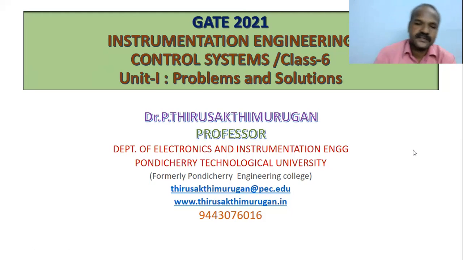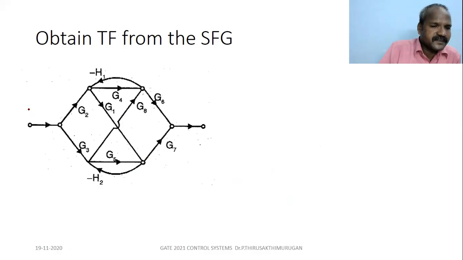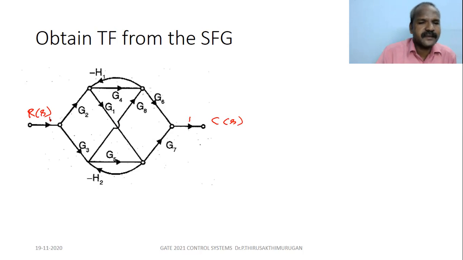So let's see some problems today. Here we have to find out the transfer function between the input and output. Input is R(S), output is C(S), and the gains here are all 1. First, we know using signal flow graph, using Mason's gain formula.